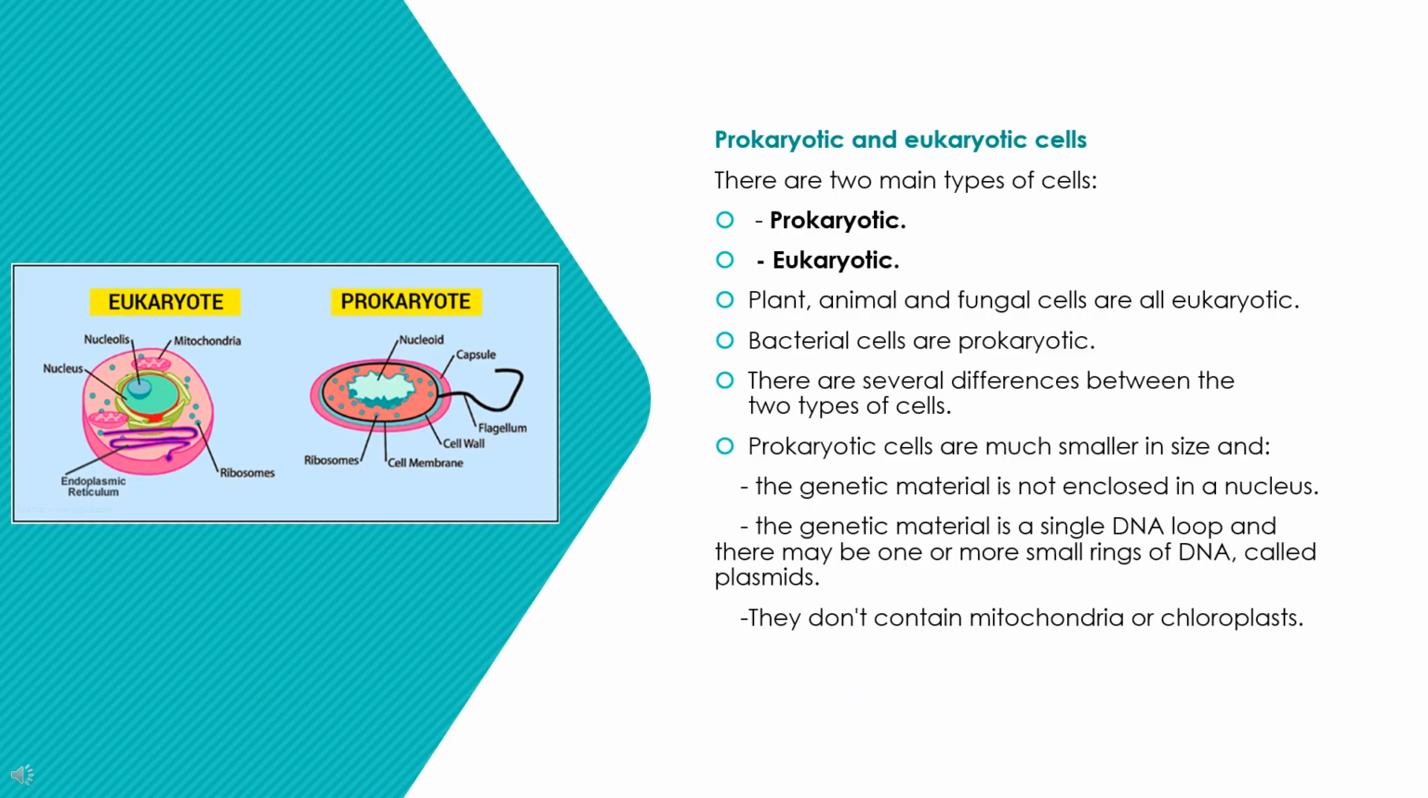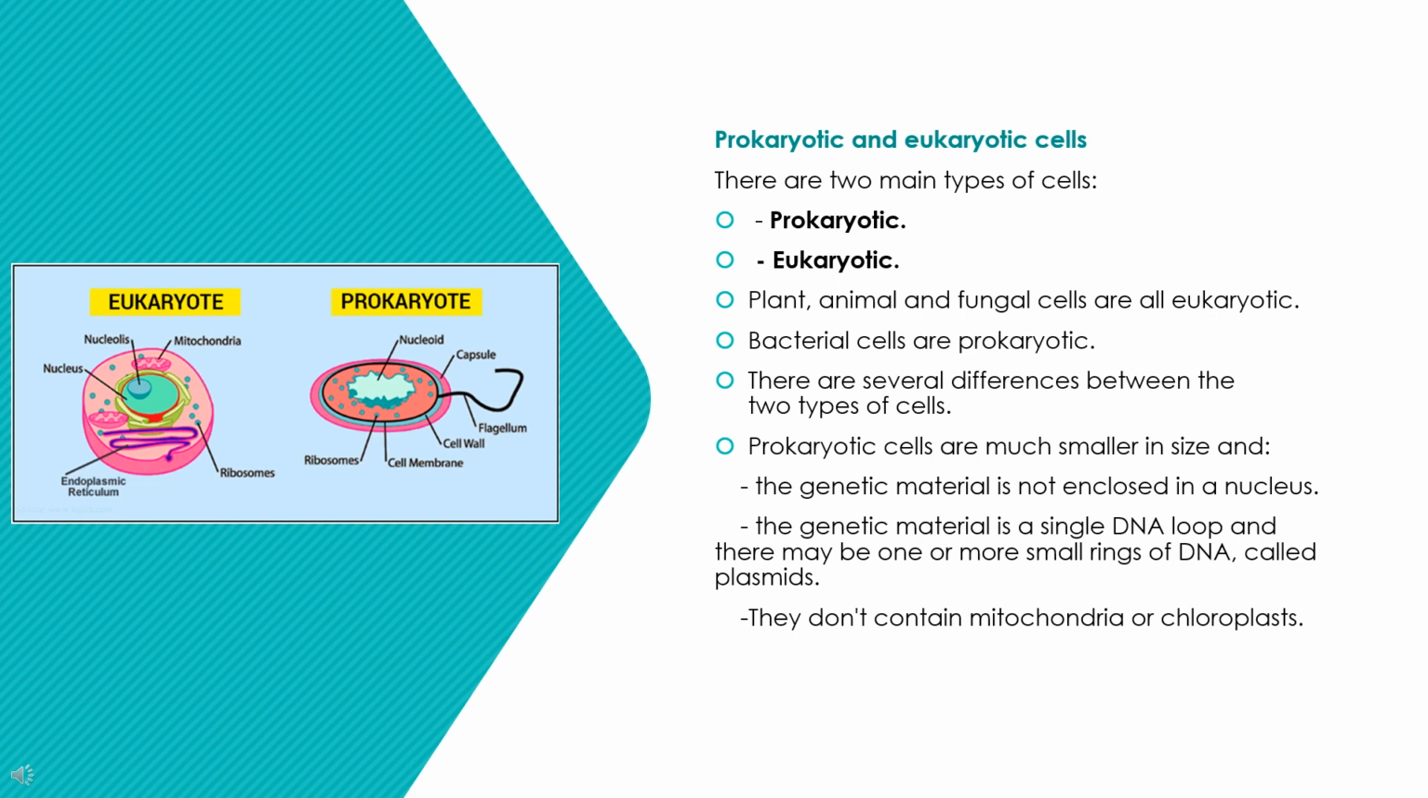Now that we're finished with animal and plant cells, I'm going to explain to you guys the difference between eukaryotic and prokaryotic cells. There are only two types of cells, which are prokaryotic and eukaryotic. There's no other. These are the main two types.